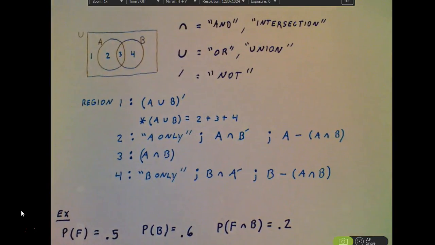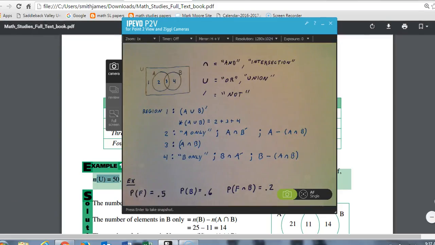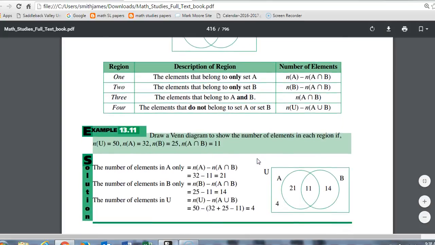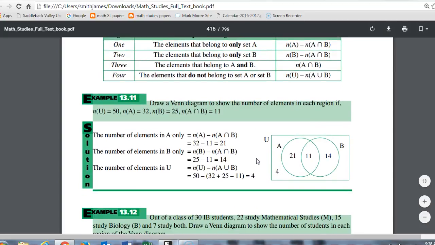So I'm going to show you one example out of an old math studies book. If you're looking at this one here, you can just pause this video if you need to see what's going on up top. But this is basically what I just explained to you. So let me go down to an example with some real numbers here.